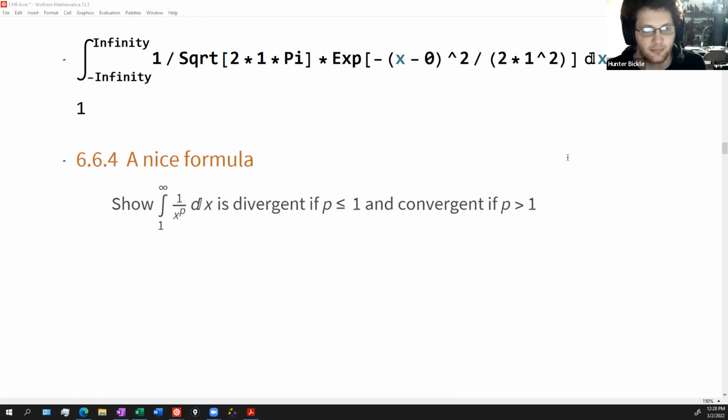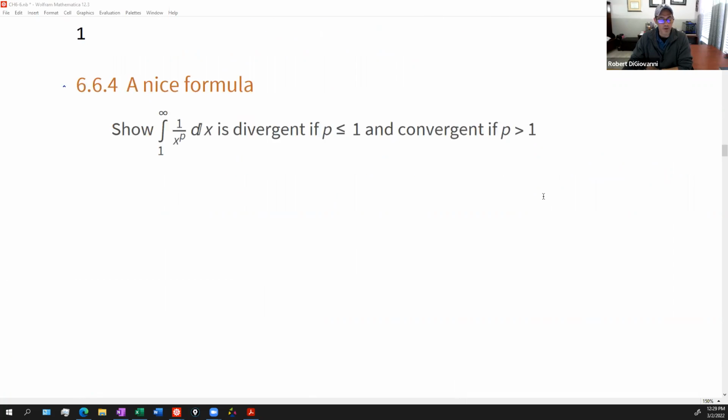A nice formula. I'm not going to prove this because we only have 10 minutes. If we had time, I would prove it. If you ever do an improper integral from 1 to infinity, it's important that we do 1 to infinity, and not negative infinity to infinity. If we're going from 1 to infinity of 1 over x to the p, p is the power we have on the x, and that x is in the denominator. The conclusion is that it will diverge if p is less than or equal to 1, and it will converge if p is greater than 1.